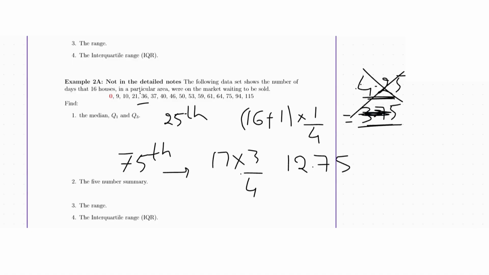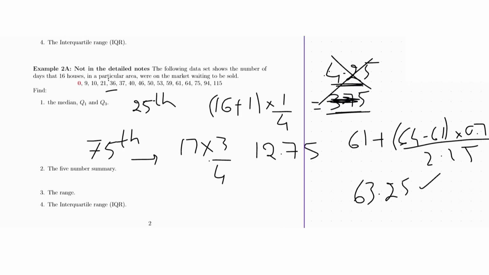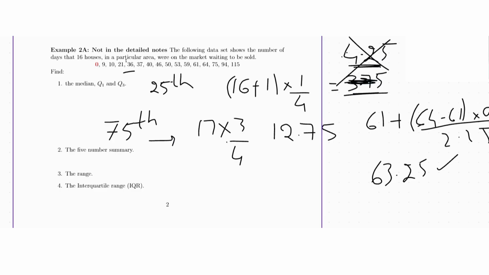Is it 62.5? So you did 61 plus 64 minus 61 times 0.75. Am I right? Okay, so you get this as 2.25, so you'll get 63.25. Is that what you said? Yeah, good. Do I just leave it like that, or do I round it? No, you can keep it like this, because to find the interquartile range, you need this exact value.